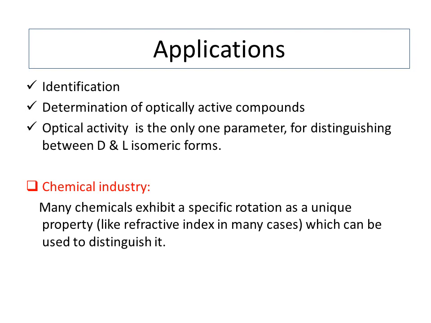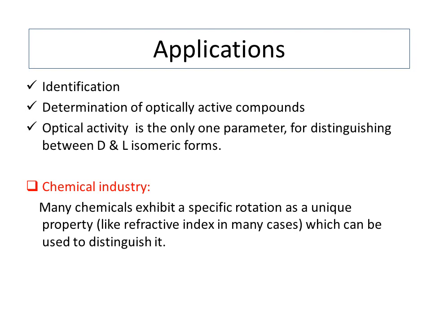What are the applications of polarimetry? So identification and determination of optically active compounds. Optical activity is the only parameter for distinguishing between delta and lambda isomeric forms.